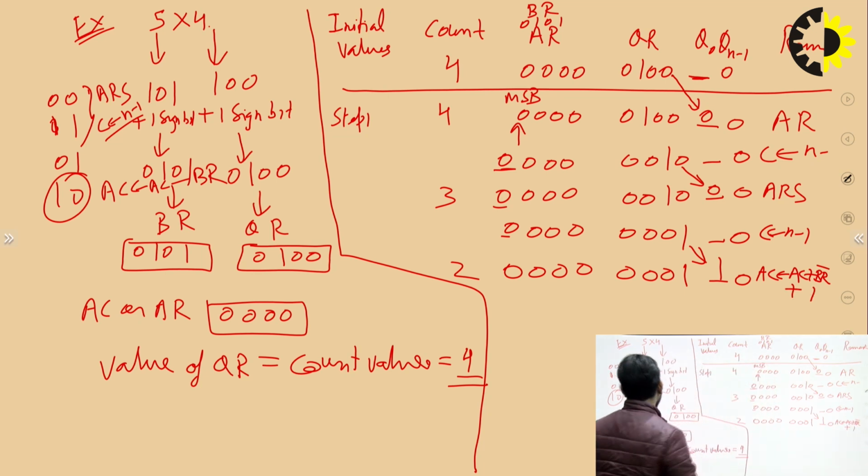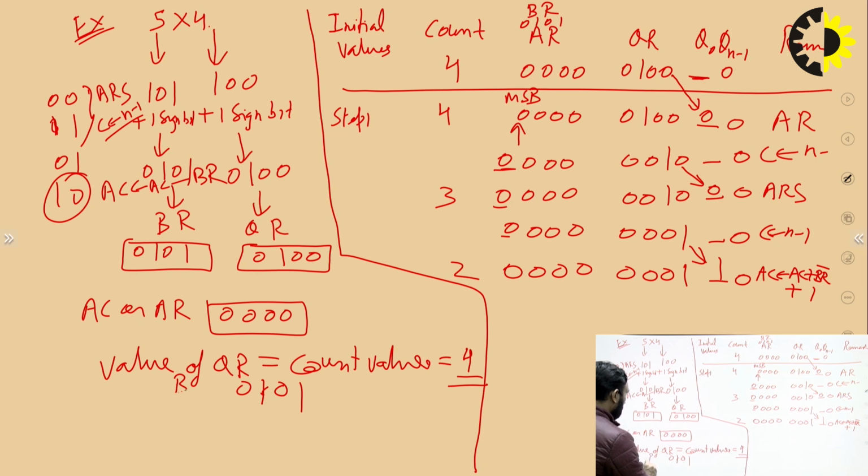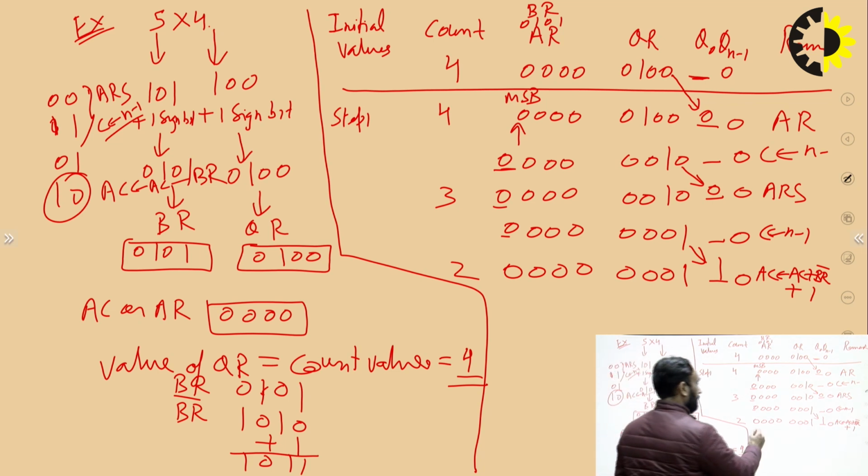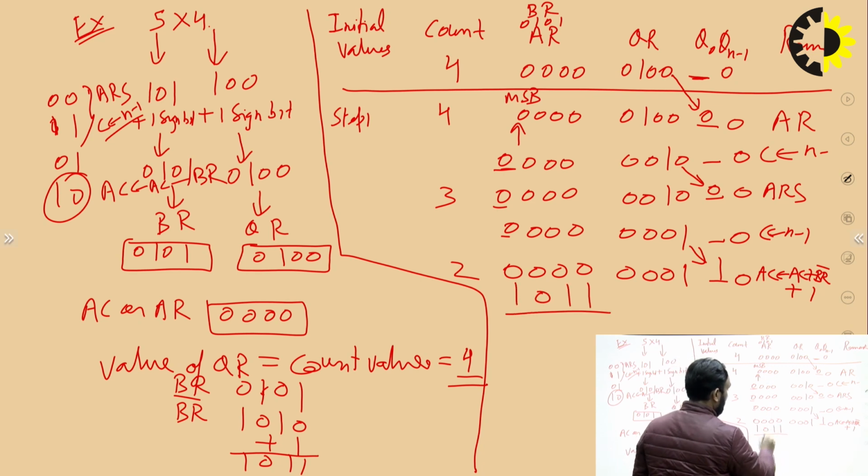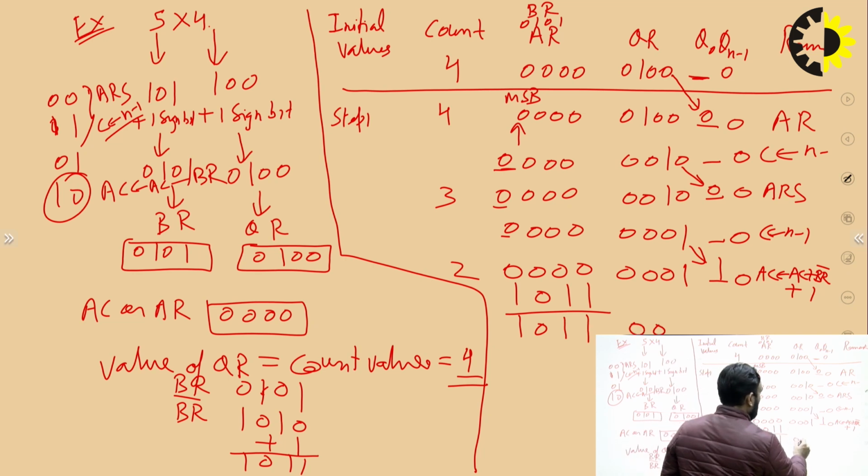What is the value of BR here? That is 0 1 0 1. Make the complement of BR, that will be 1 0 1 0, and add 1, giving 1 0 1 1. We add these values in AR 1 0 1 1. When we perform addition, the final outcome is like this: 0 0 0 1 1 0.